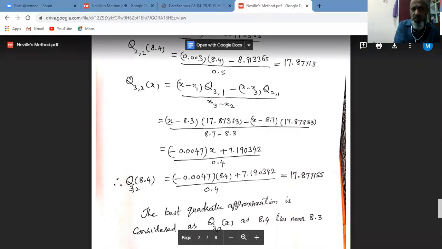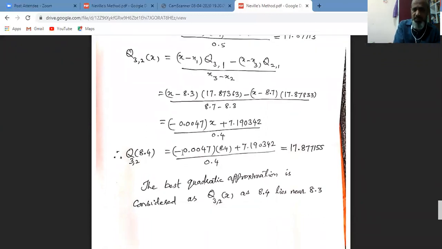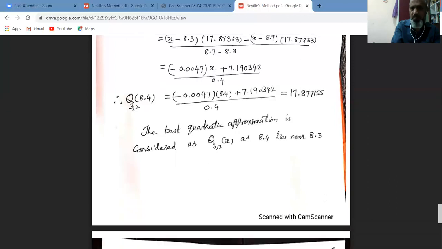So Q22, Q32 are second degree approximations, and here Q32(x) is considered to be the best quadratic approximation. In first degree, linear approximation, Q2,1(x) is considered to be the best approximation. For second degree or quadratic approximation, Q32(x) is considered to be the best approximation, as 8.4 lies near 8.3. So this is second degree approximation.